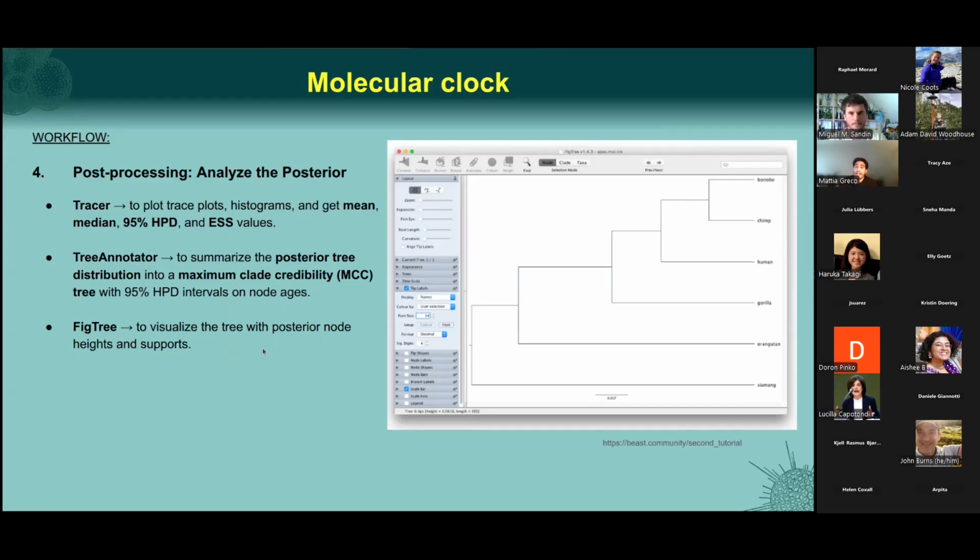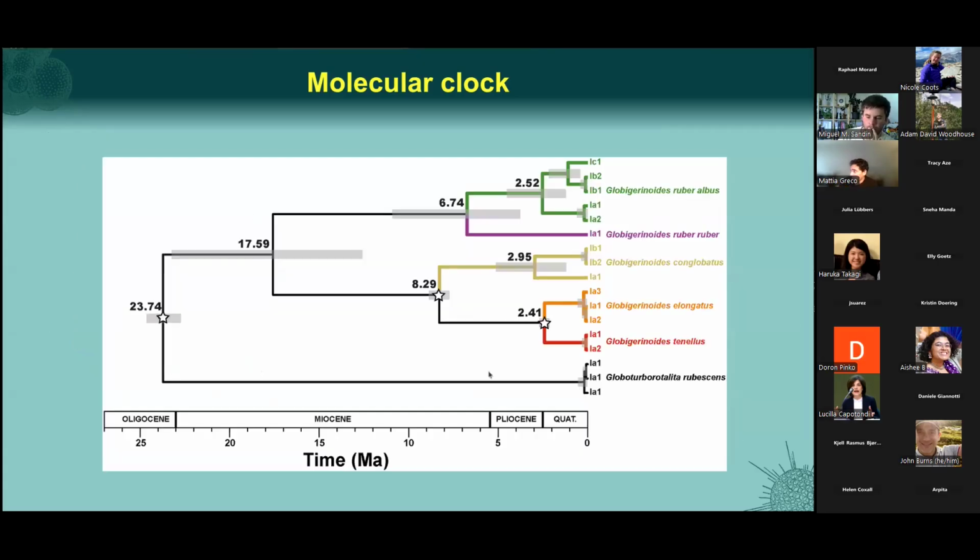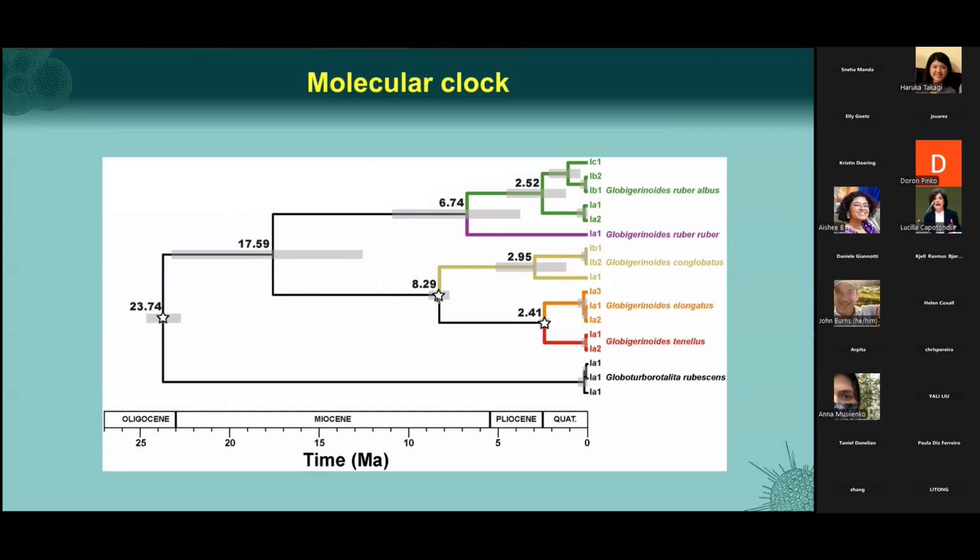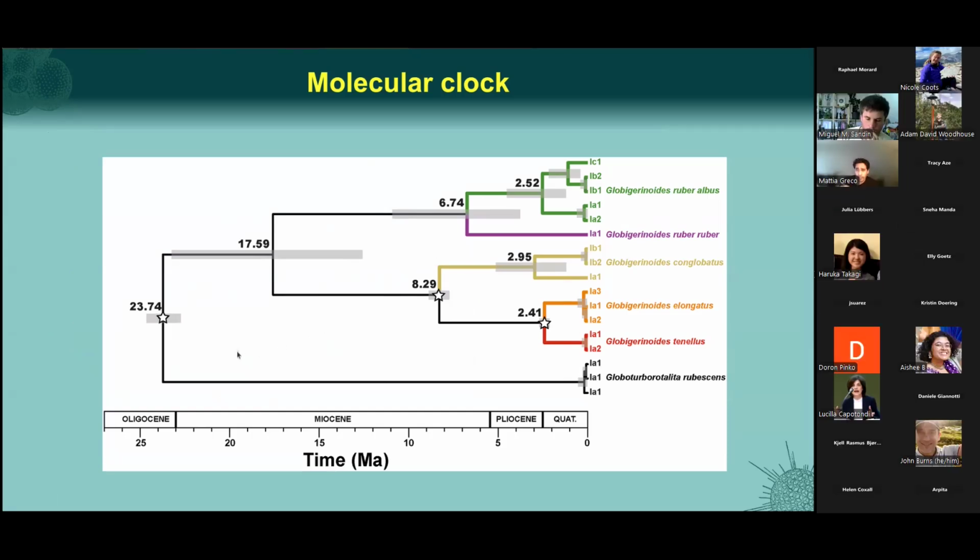And you finally can get your final output, your tree, which is what we obtained for the Globigerinoides. We see here the stars for the nodes that are being used for calibrating the tree, while you see here the uncertainty on the dating from the highest posterior density, and you can see here that we obtain an early divergence in the Miocene between the ruber and the other Globigerinoides species.